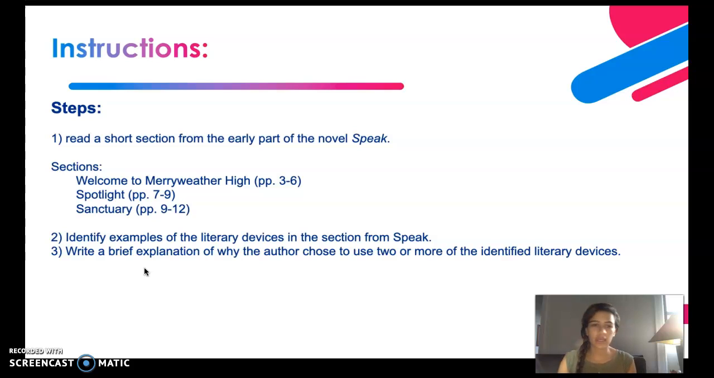Okay, so we have 3 sections here. We have Welcome to Meriwether High, then we have Spotlight, pages 7 through 9, and then we have Sanctuary. So group 1, you're going to read Welcome to Merryweather. Group 2, you're going to read Spotlight. And group 3 will read Sanctuary. Now, as you read it, you will identify examples of the literary devices in the section from Speak. Write a brief explanation of why the author chose to use 2 or more of the identified literary devices. So what I'm going to show you first is how to find a literary device.